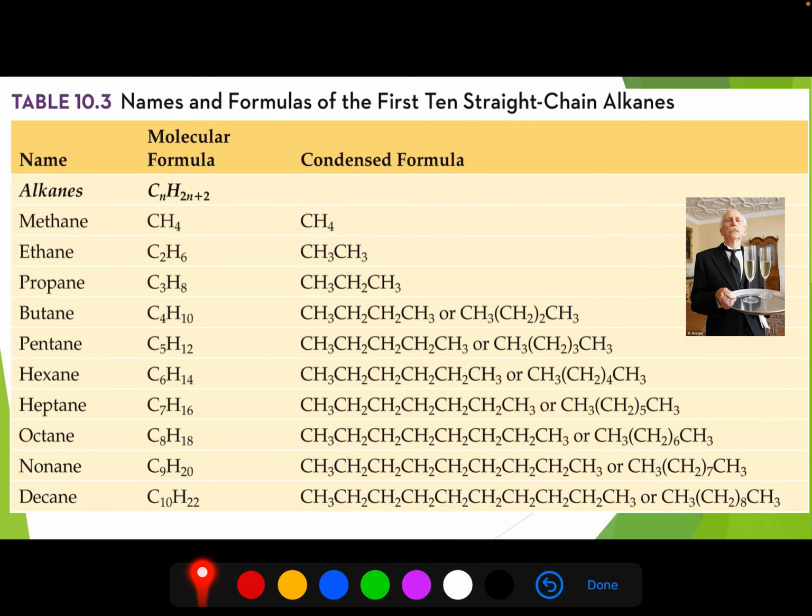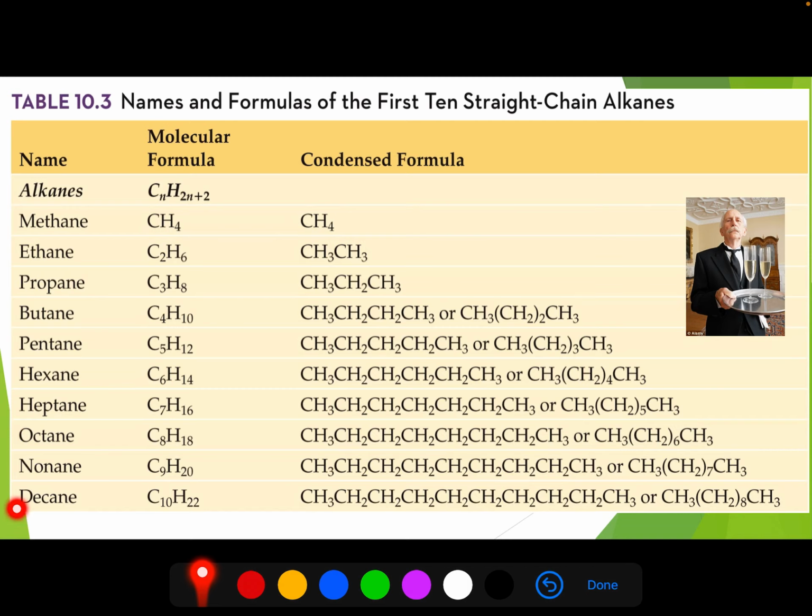This is a table, the first 10 straight chain alkanes. You need to memorize this, okay? Now, before you get all scared, because this is big, remember that every time you add a carbon, you need to add the appropriate number of hydrogens so that your carbon bonds 4 times. When you get here to pentane, these should be pretty easy. Pent is 5, hex is 6, 7, 8, 9, 10, right? These should all be pretty familiar.